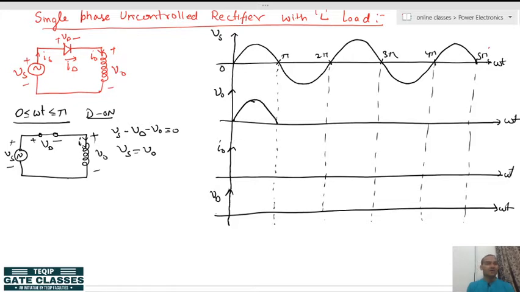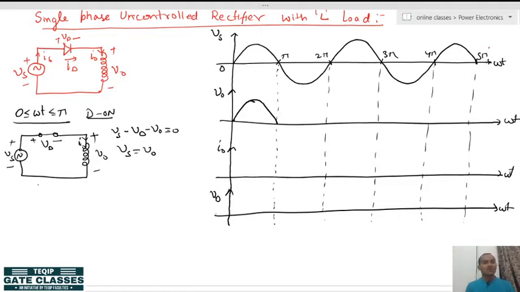Alright. Now, if you talk about the load current, since it is a purely inductive circuit, here we have to apply the circuit principle based on the inductor. In my previous lecture also, I defined that we must know the behavior of any inductor or capacitor in a circuit.